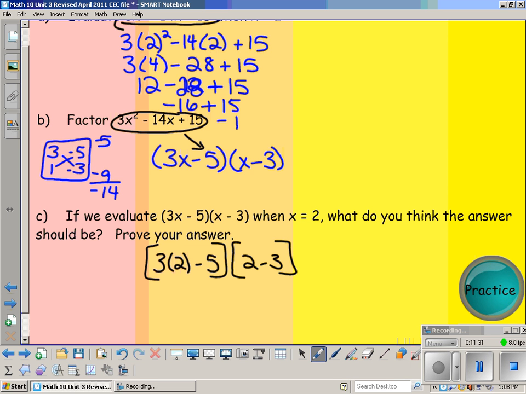2 times 3 is 6. 6 subtract 5 is 1. 1 times negative 1 is negative 1. So the answer is still the same. So that just shows you that whether it's in factored form or expanded form, it is the same polynomial. You get the same result.